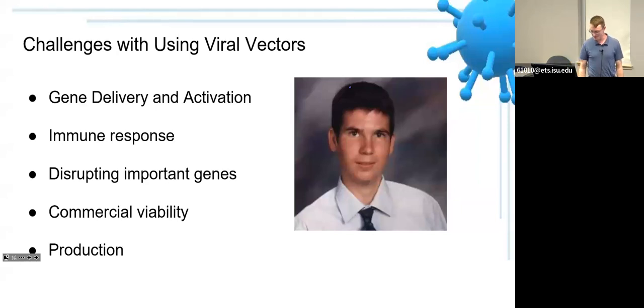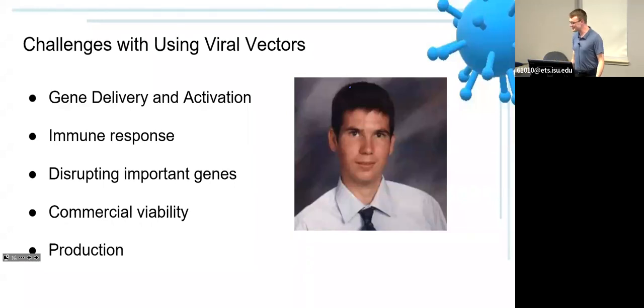Immune response. It turns out the immune system doesn't like viruses. We have had problems in the past. So viral vectors have been used in clinical trials since the 90s, and we've had some problems. In 1999, this individual, his name was, holy smokes, I just spaced his name. I wrote it down. Jesse Gelsinger. I'm sorry.